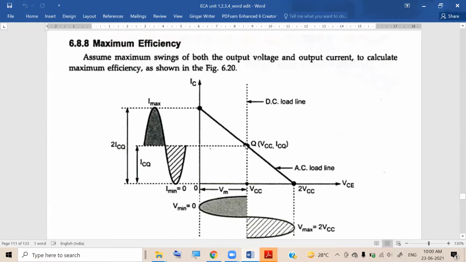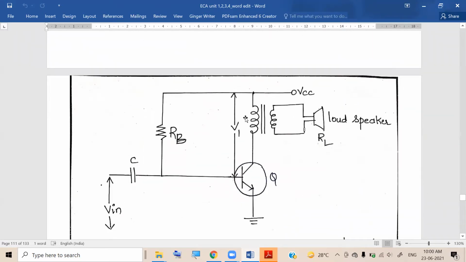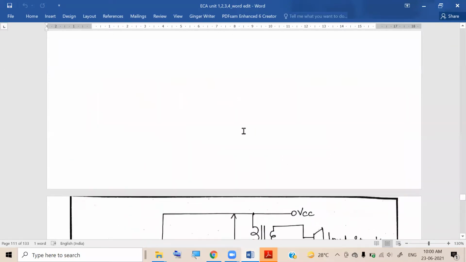Now this point will also lie on the AC load line, because if you are drawing a graph, you will consider 0 also as one of the points. So this operating point will also lie on the AC load line. So we know a point on the AC load line. We know the resistance reflected at the primary as RL dash.